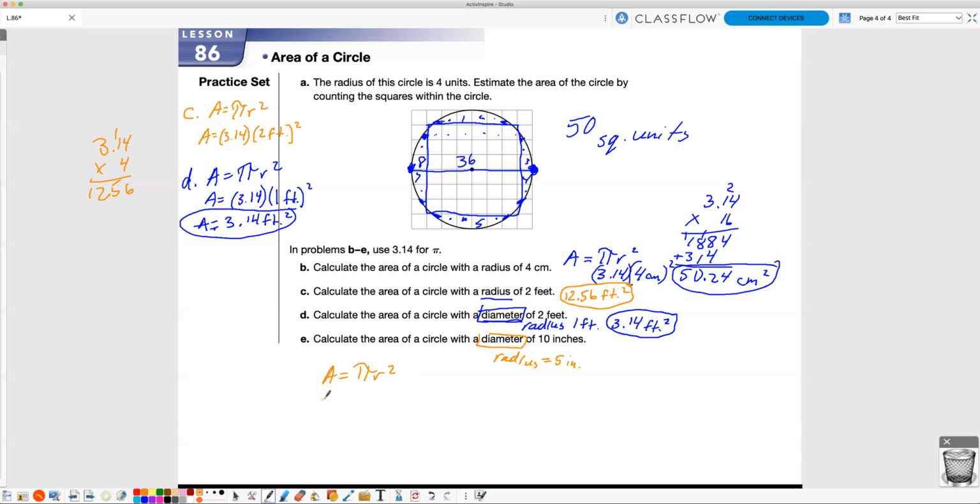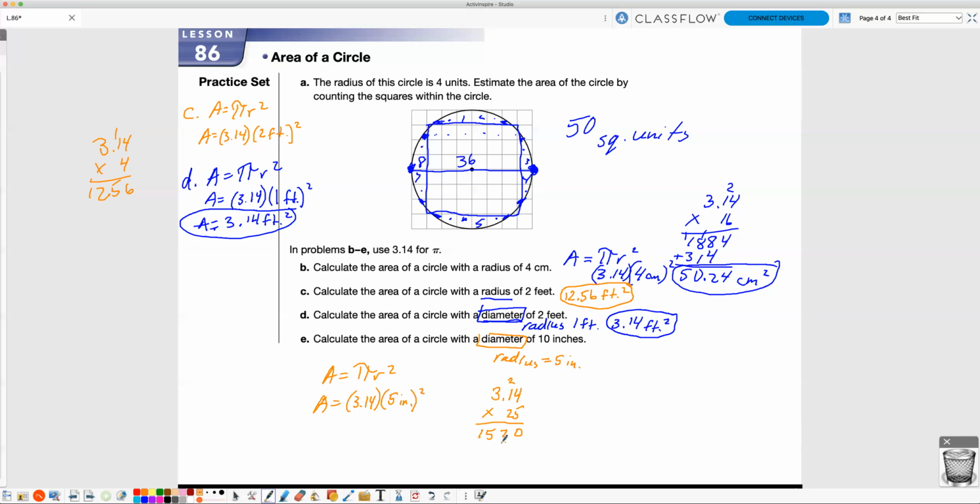And I have area equaling 3.14 times the radius, which is 5 inches, and that's squared. I know that 5 squared is the same as 25 square inches, so now I have to take 3.14 times 25 to find out what my value is going to be. 5 times 4 is 20. 5 times 1 is 5, plus 2 makes 7. 5 times 3 is 15.